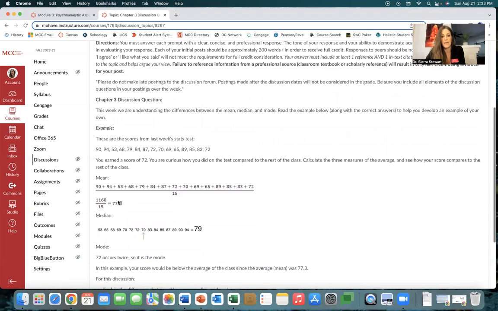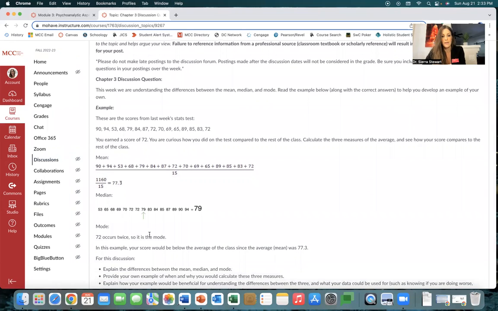So we want to know the mean. We're going to add all of these scores up, and we're going to divide by the number of tests that were taken. So there's 15 different scores. You would add them up, you'd get 1160 divided by 15, and that'd be 77.3. All right, so that's going to be your mean.